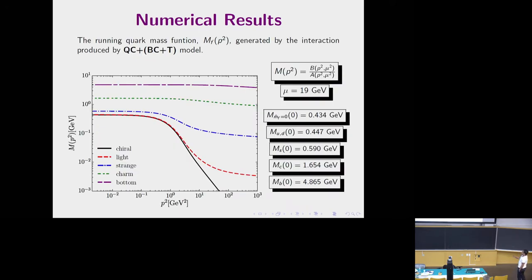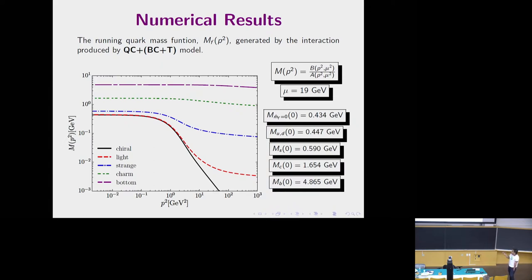Okay, this plot here is for the running quark mass function for different flavors and also for the chiral limit. And this plot illustrates what I said at the beginning of this presentation: that dynamical chiral symmetry breaking plays an eminent role for the light quark sector, and it is the phenomenon that transforms a light quark into a constituent quark. This red curve here illustrates the phenomenon of dynamical chiral symmetry breaking.